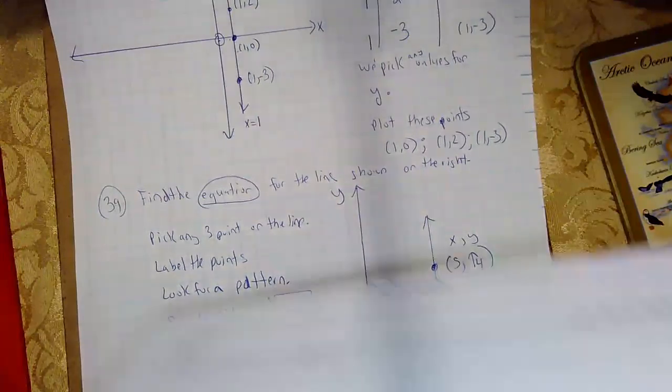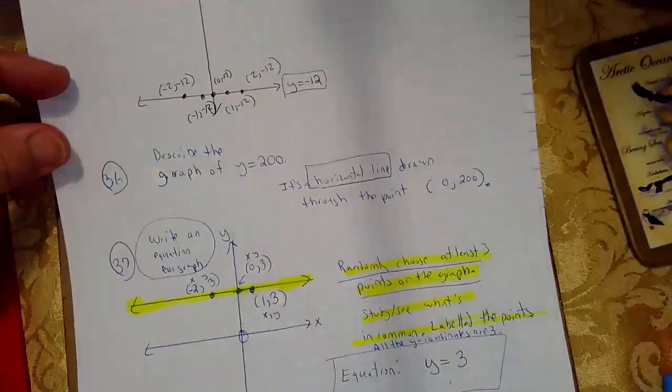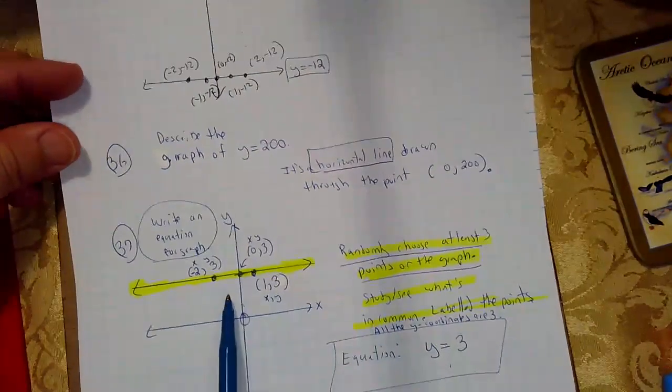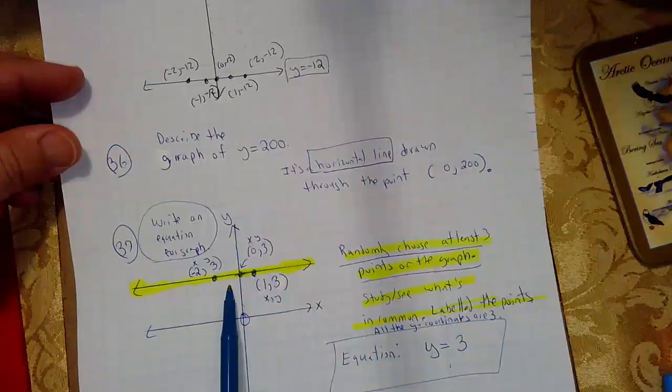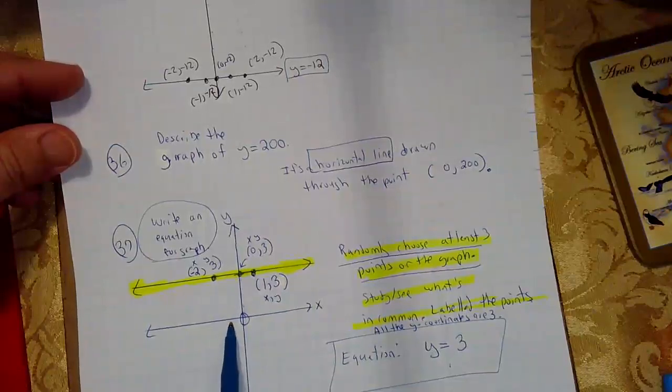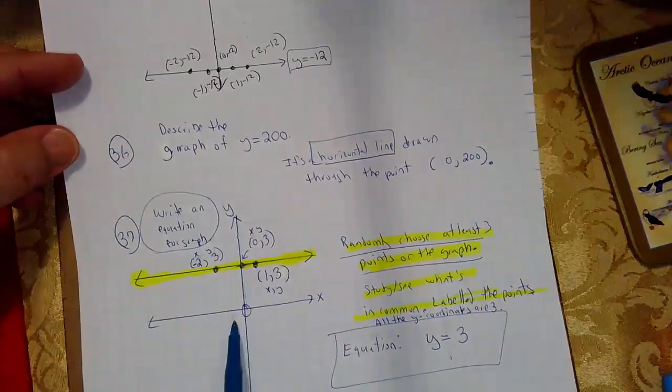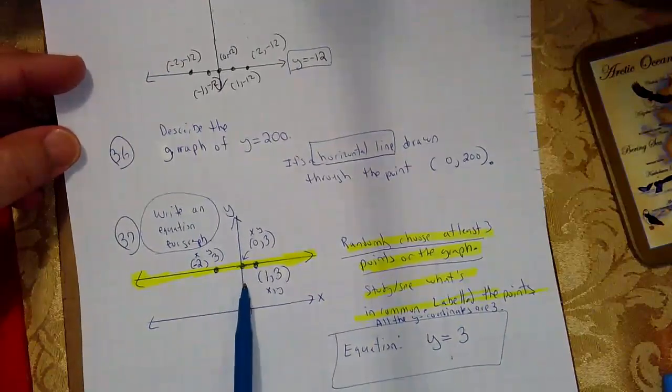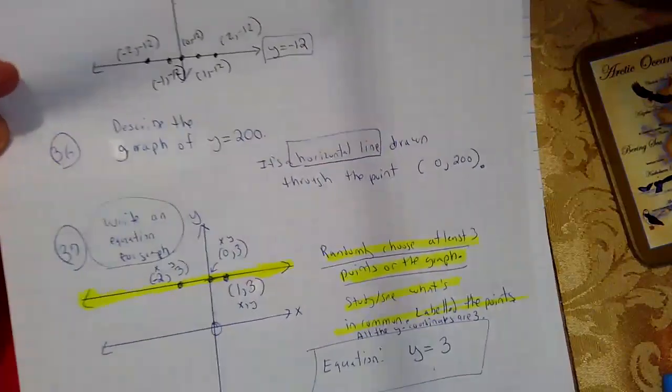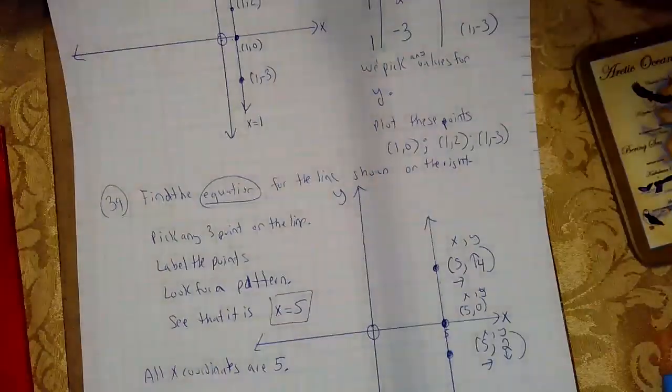Whereas over here, when we did this problem, we randomly chose at least 3 points on the graph. We studied to see what's in common, and then we labeled the points. So here we saw that all the y coordinates are 3. It's similar to that. All the x coordinates were 5. So therefore x equals 5, okay, for 39.